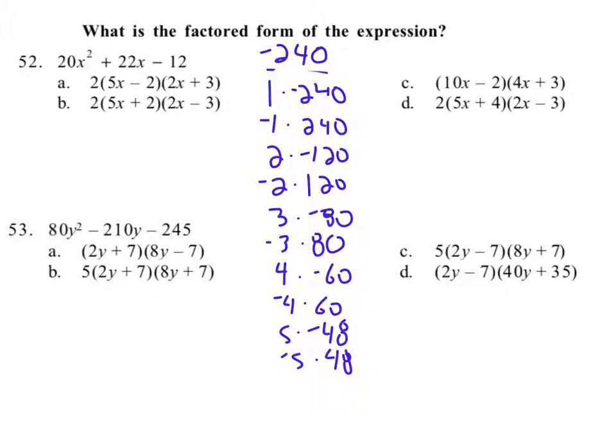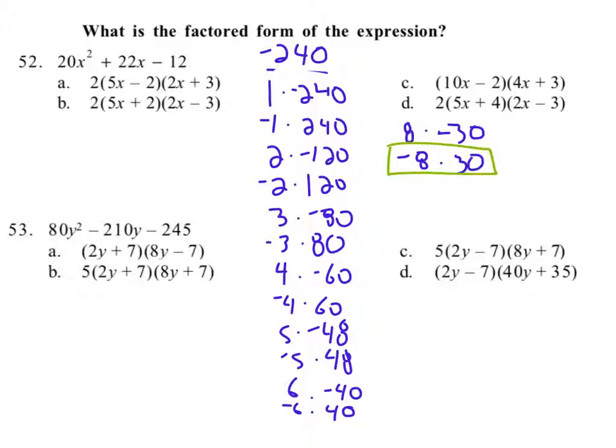6 times anything, let's just keep going. 6 times negative 40, or negative 6 times positive 40. 7 times anything, no, it's not a multiple of 7. But 8 times anything, yeah, we could do 8 times negative 30, or negative 8 times positive 30. And those two go together actually to be the 22 that we've got here. So let's try that.